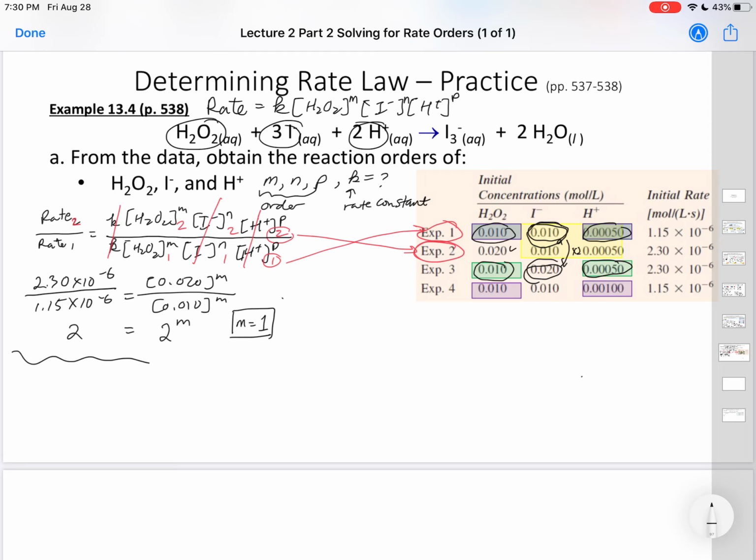So again, I'm going to do it here. Rate of experiment number 3 divided by rate of experiment number 1 is equal to k, your H2O2 to the m, I minus to the n, and H plus to the p, and this is experiment 3. And I'm going to do the same thing on the bottom.